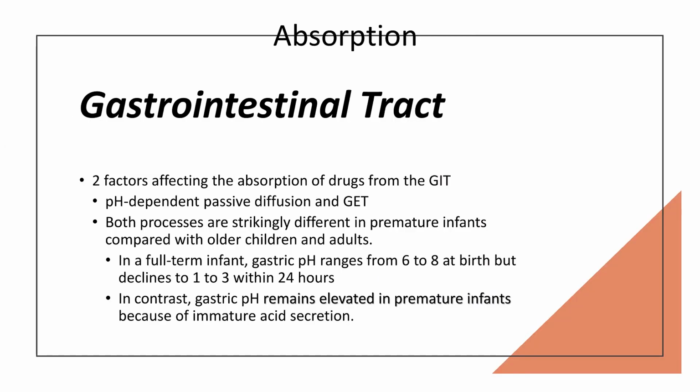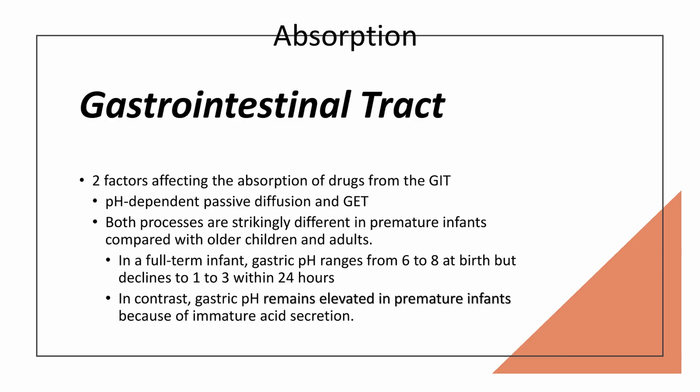Absorption. Drug absorption from the gastrointestinal tract, GIT, in pediatric patients is primarily influenced by 2 key factors: pH-dependent passive diffusion and gastric emptying time, GET. These processes play a critical role in determining how effectively medications are absorbed after oral administration. Both pH and gastric emptying differ significantly in premature infants compared with older children and adults.